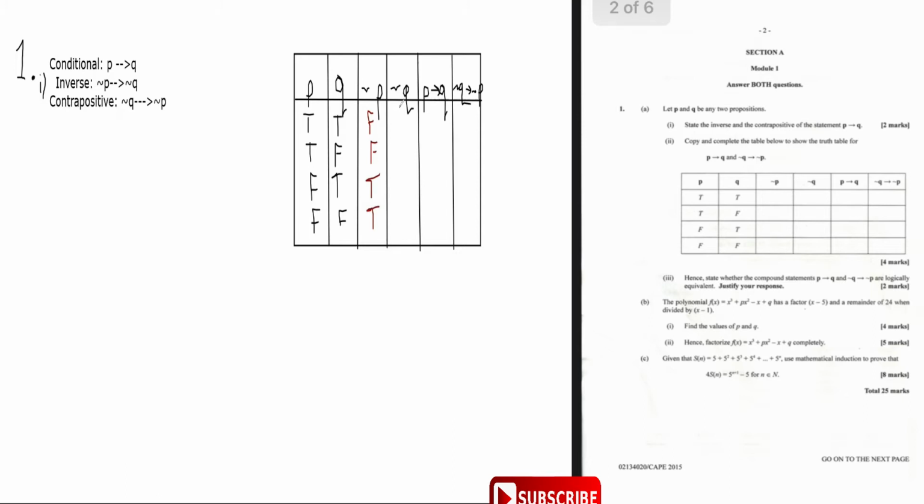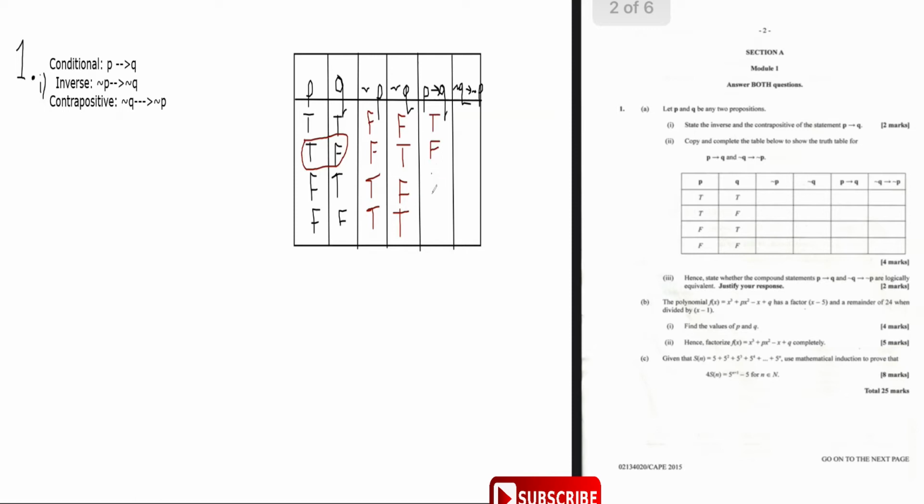For not Q now, the negation of true is false. The negation of false is true. The negation of true is false, and the negation of false is true. Good. Now for P implies Q. P implies Q is false only when P is true and Q is false. So if P is true and Q is false, then P implies Q did not take place. So this is the only time P implies Q is false. Everywhere else it is true.